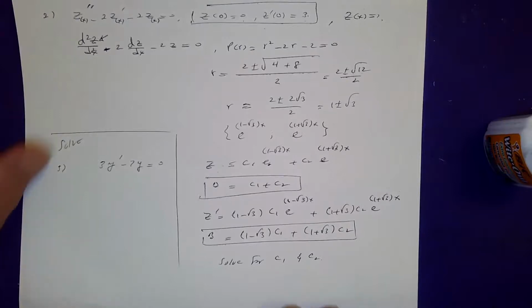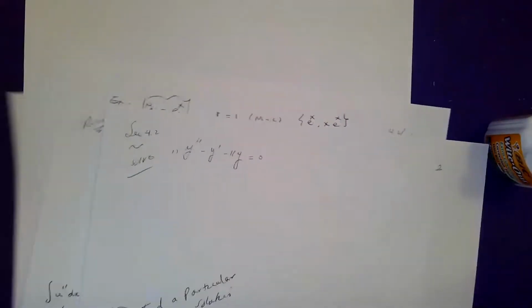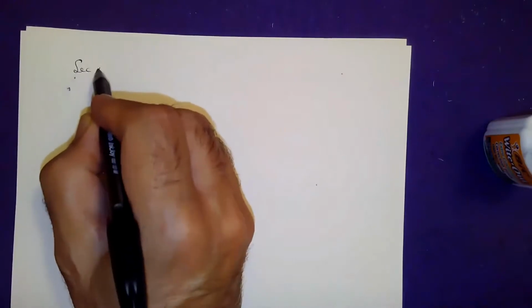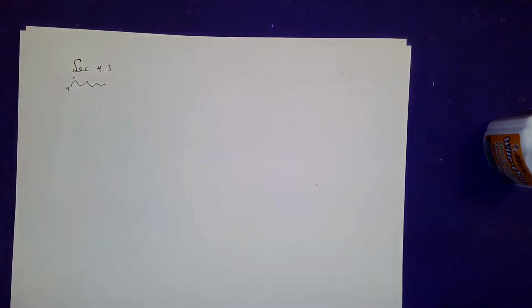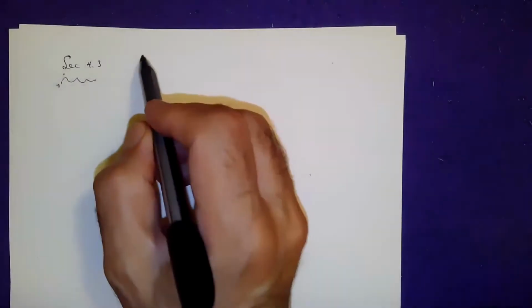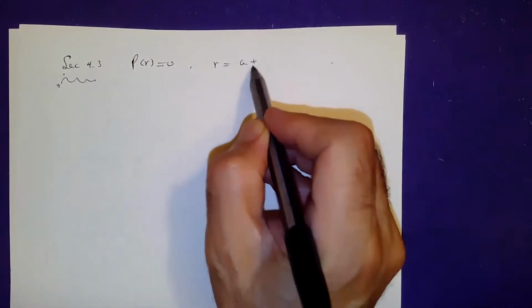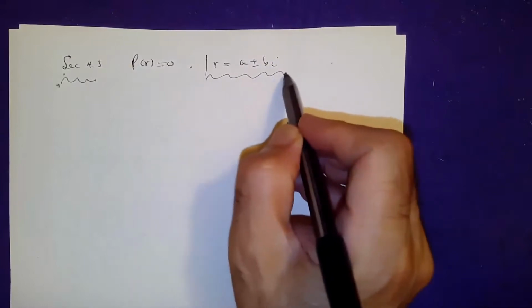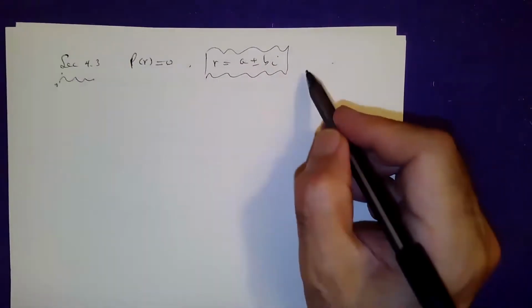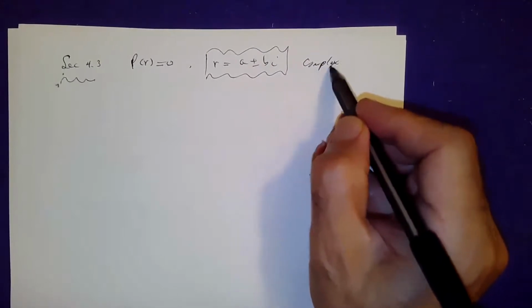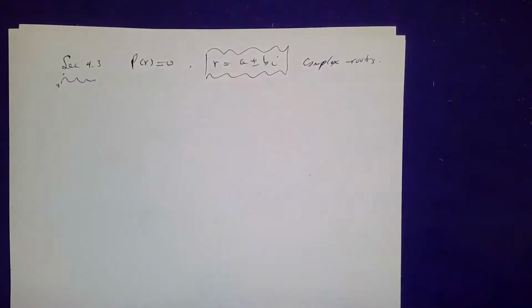Okay, so the idea now is as follows. I'm just going to give you a little taste of what 4.3 is, but we'll finish this Thursday. So let's just go for 10 more minutes and then Thursday. What if you set the auxiliary polynomial equal to 0 and the answer comes up to be a complex conjugate? So this is called complex roots. What now?